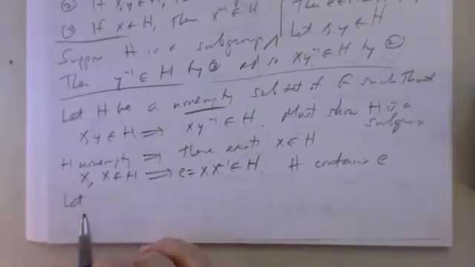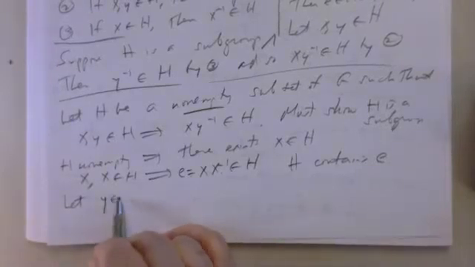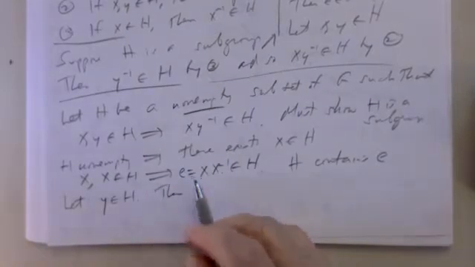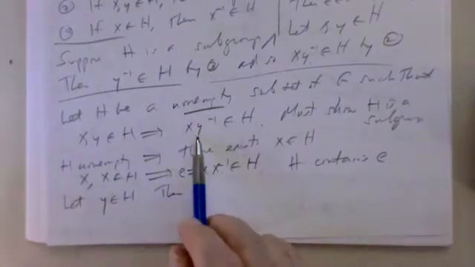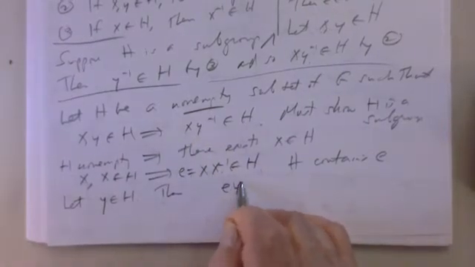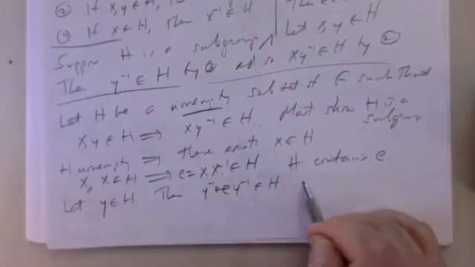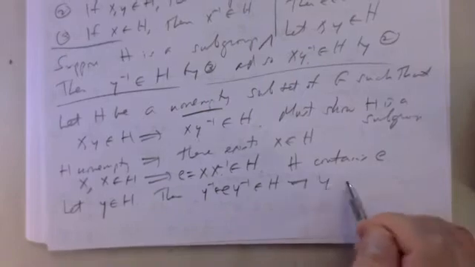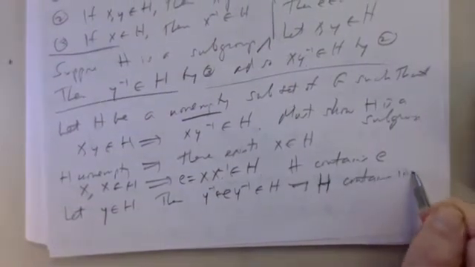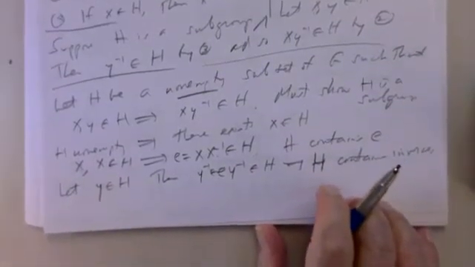Suppose Y is in H. Then, because E is in H, if we apply this condition with X equal to E, E times Y inverse is in H, which means Y inverse is in H. So H contains inverses, the inverse of each of its elements.